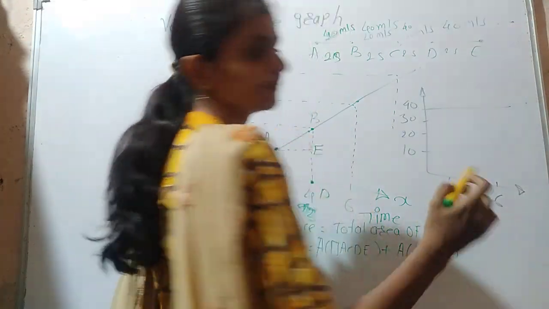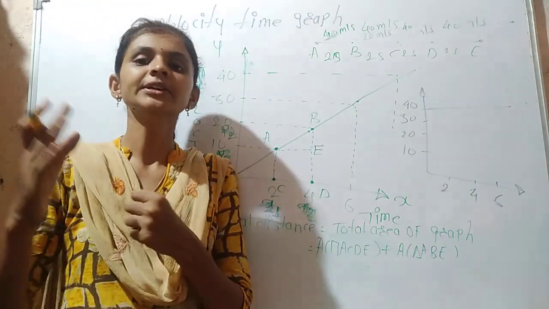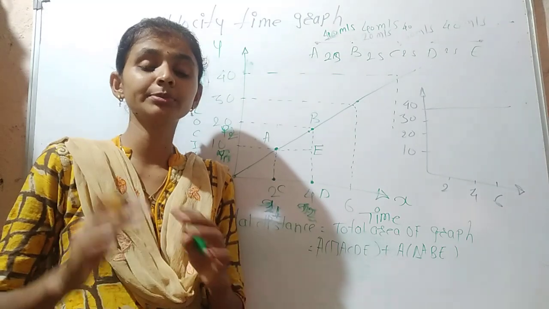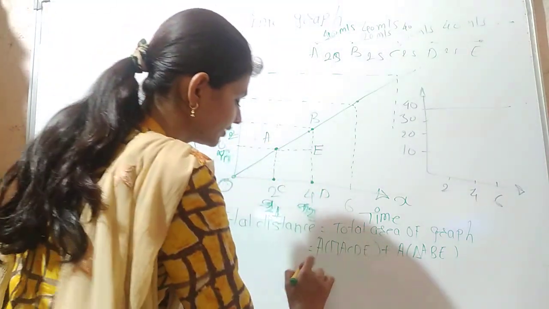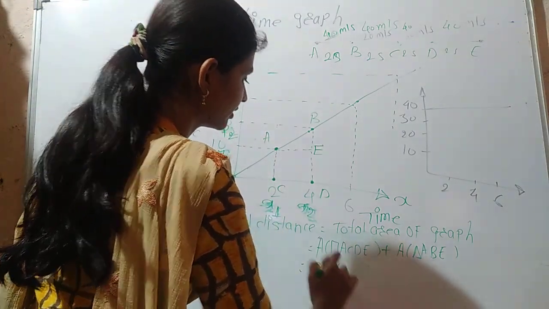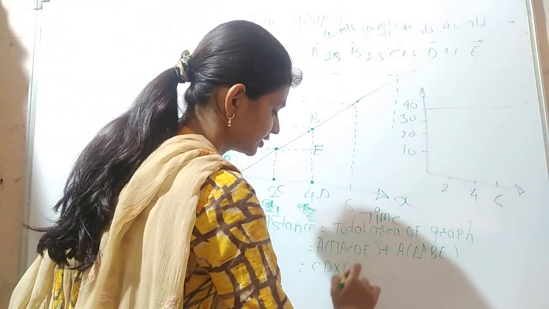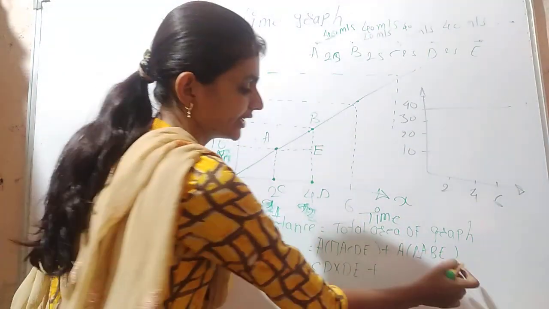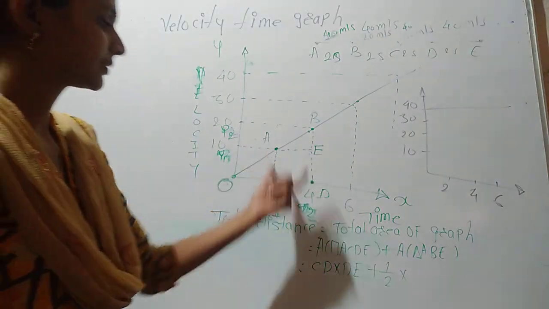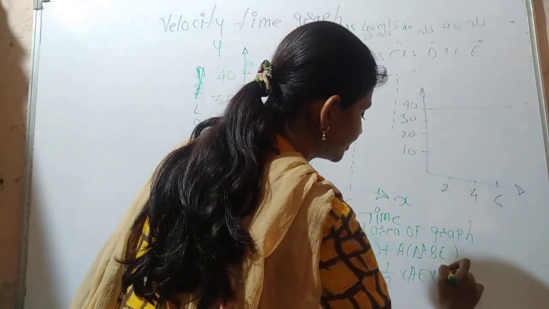So students, we know that the area of a rectangle is length multiplied by breadth, and the area of a triangle is 1 upon 2 multiplied by base multiplied by height. So here CD, that is the length, multiplied by the breadth DE, plus the area of the triangle, which is half multiplied by the base AE, multiplied by the height BE.